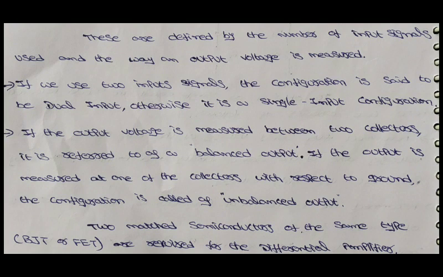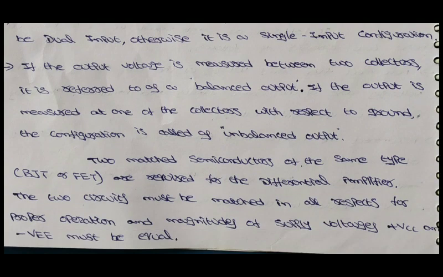If we use two input signals, the configuration is said to be dual input, otherwise it is a single input configuration. If the output voltage is measured between two collectors, it is referred to as a balanced output. If the output is measured at one of the collectors with respect to ground, the configuration is called unbalanced output. Two matched semiconductors of the same type, BJT or FET, are required for the differential amplifier.